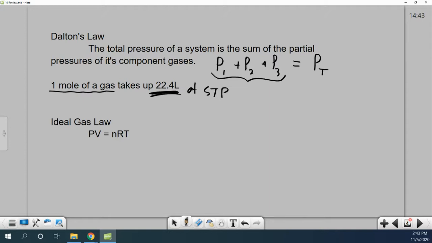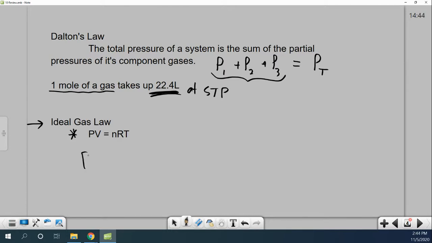What if you're not at standard temperature and pressure? How can you figure out how much it's going to take up or how many moles you're going to have? Well, that leads us to the ideal gas law. So if something changes, you need to figure it out. You do the ideal gas law. PV equals nRT, a super fundamental equation. Very important to know how to use this one.